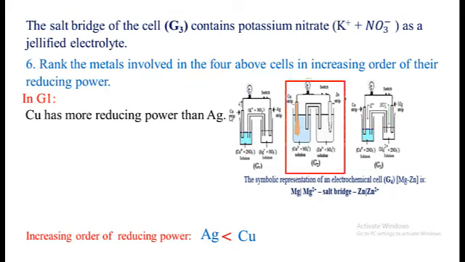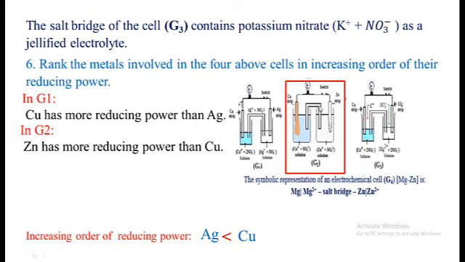In G2, Zn has more reducing power than Cu here because Zn, its mass is decreasing, so it's losing electrons, whereas Cu, its mass is increasing, so it's gaining electrons. So Zn is the anode and Cu is the cathode. Then Zn has more tendency to lose electrons than Cu, so we can put it here. This means that Cu has less tendency to lose electrons than Zn.